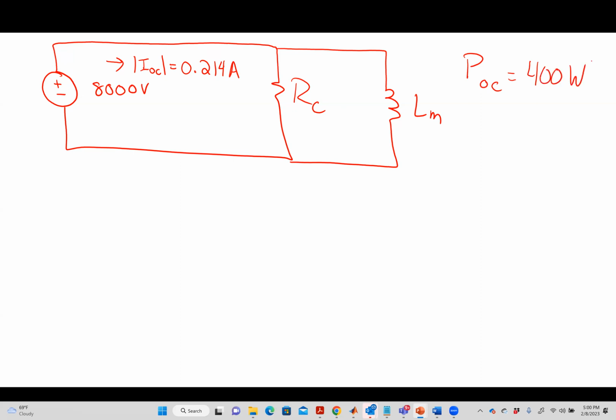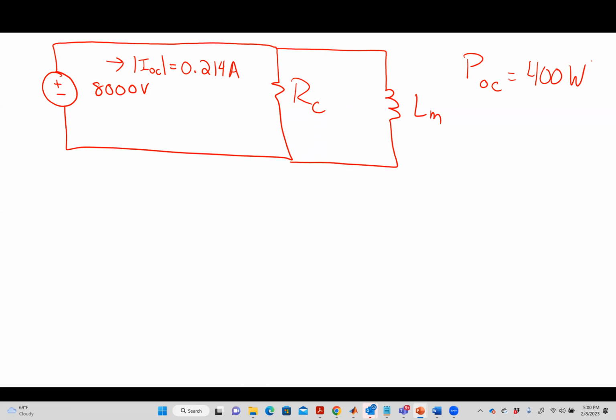Okay, and what I want to know is the parameters of this. I want to know what R_C and what L_M are. What are those parameters? How would I figure that out? Power is V squared over R, right? The power is going to be V squared over R. So how do we know that?